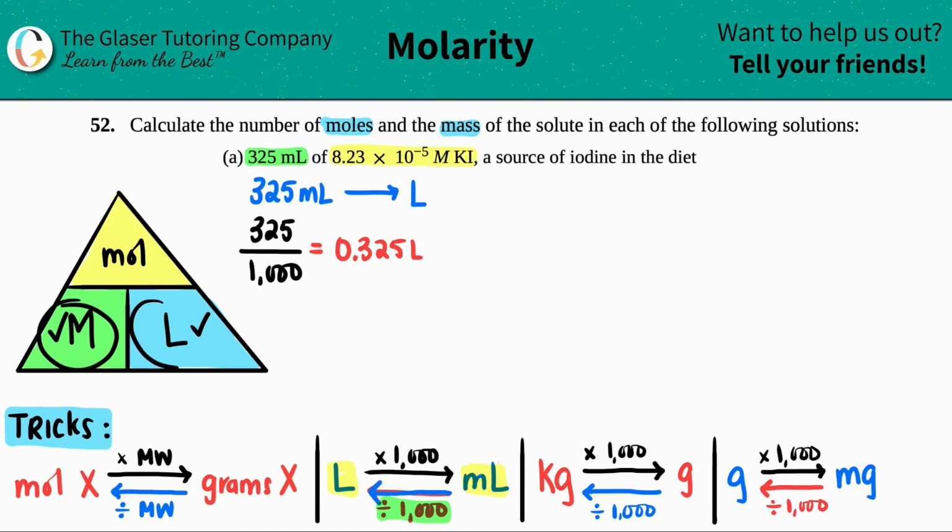Now I know that I have two values, so I can search for the other one. And look, they wanted to know the moles. So that's what I'm going to find. But now I just need to write the formula. Well, that's the beauty of using this triangle. You put down what you're searching for. So in this case, we want to find out how many moles of the solute are here.